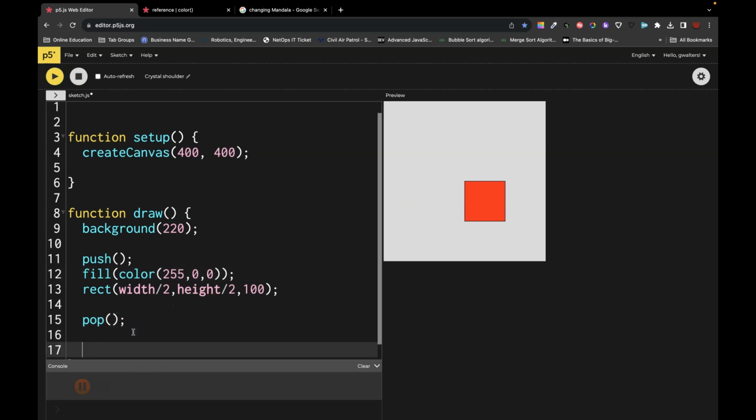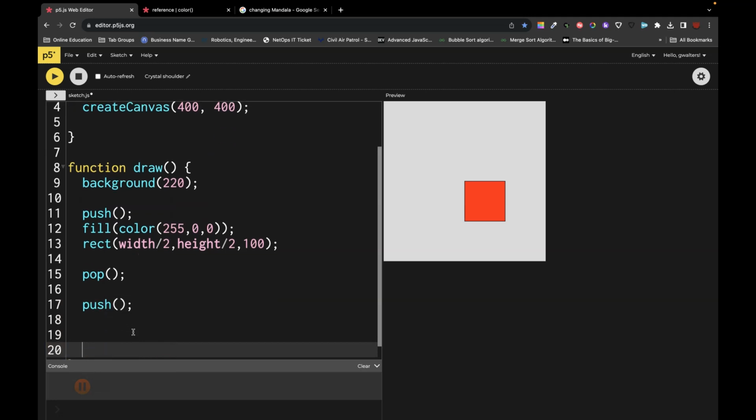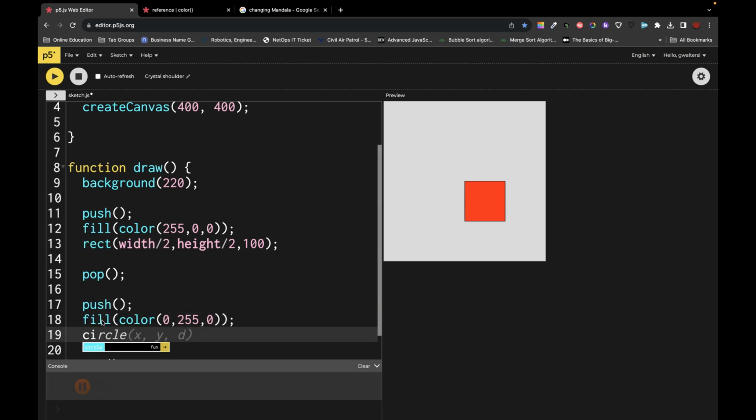Now let's put a circle. So I'm also going to do push and pop. Push, pop, and I want to do a circle. This is going to be green, so fill 0, 255, 0, and we'll do a circle at width divided by 2, height divided by 2. I want them to overlap, so let's do 150. There we go. It's overlapping.